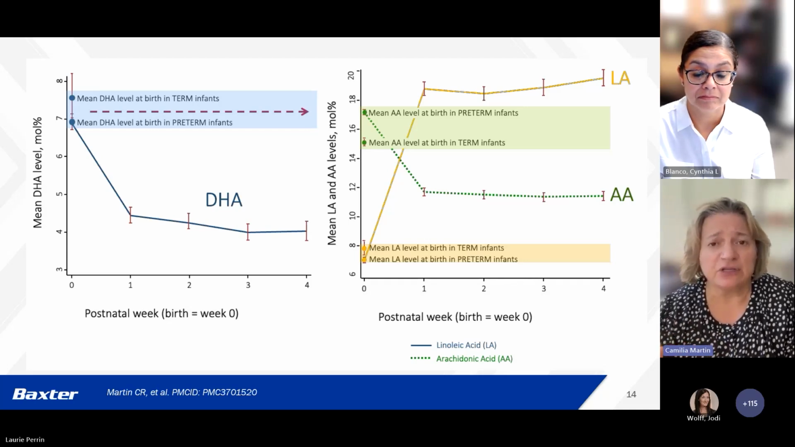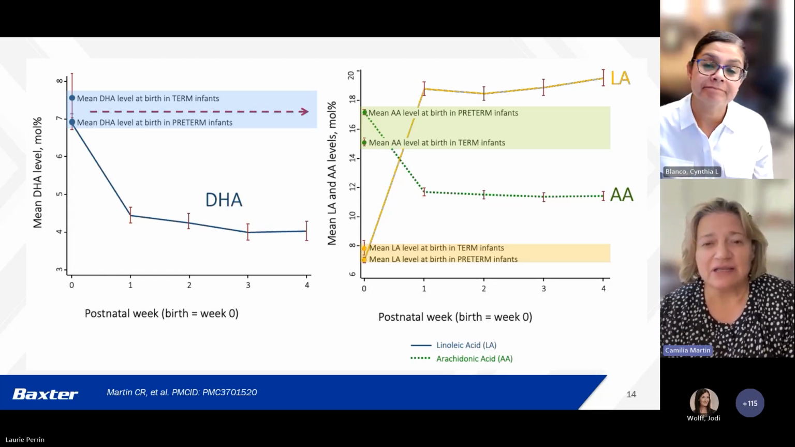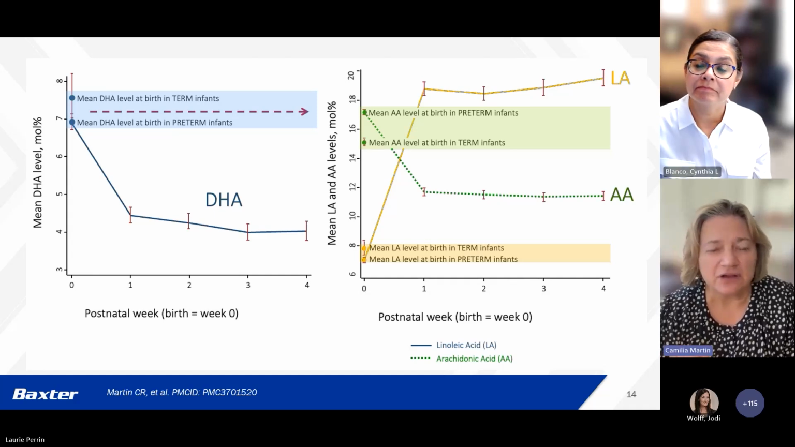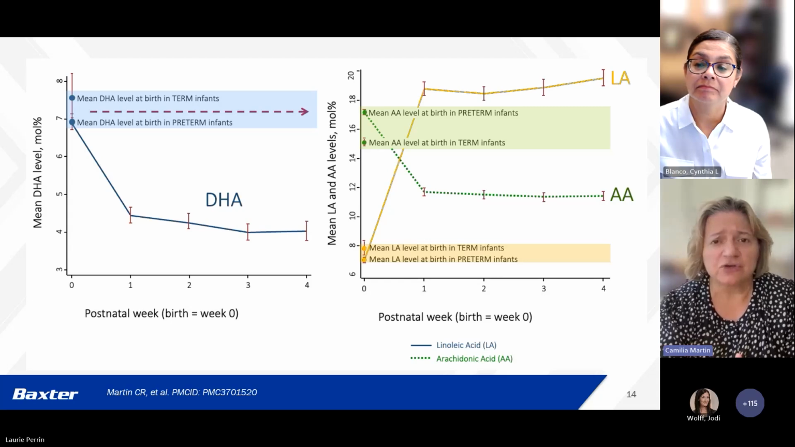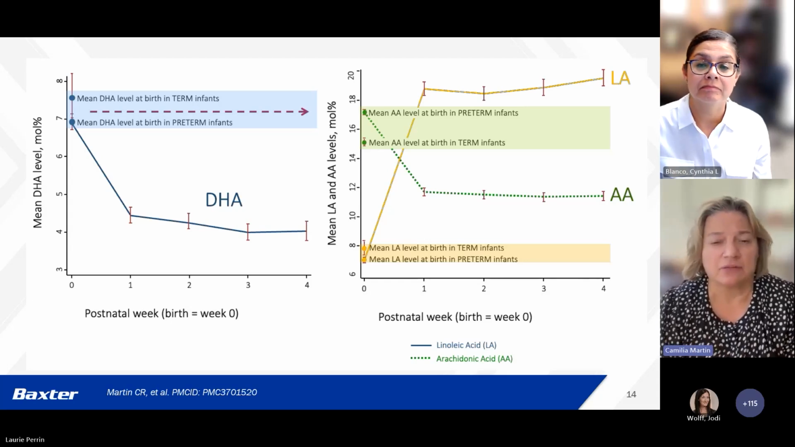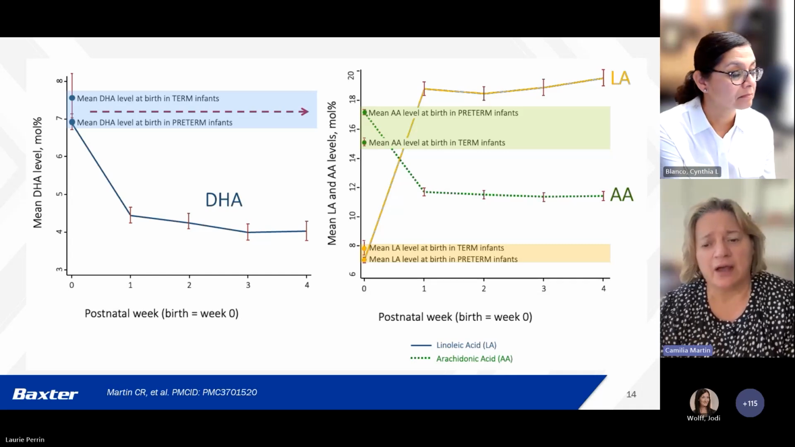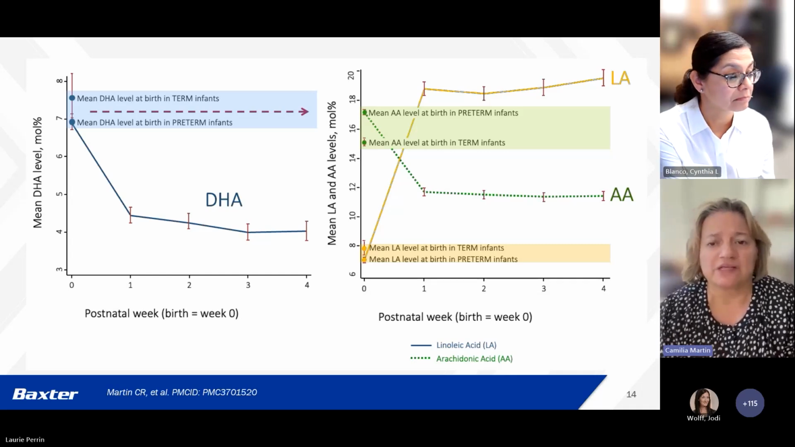I'm going to show you a little bit later in some studies with EPA, but EPA actually does not change much. It's not really a selected fetal accretion fatty acid in utero. And looking longitudinally in this study, EPA was relatively unchanged in the overall mole percent from birth out to 1, 2, 3, and 4 weeks of age.